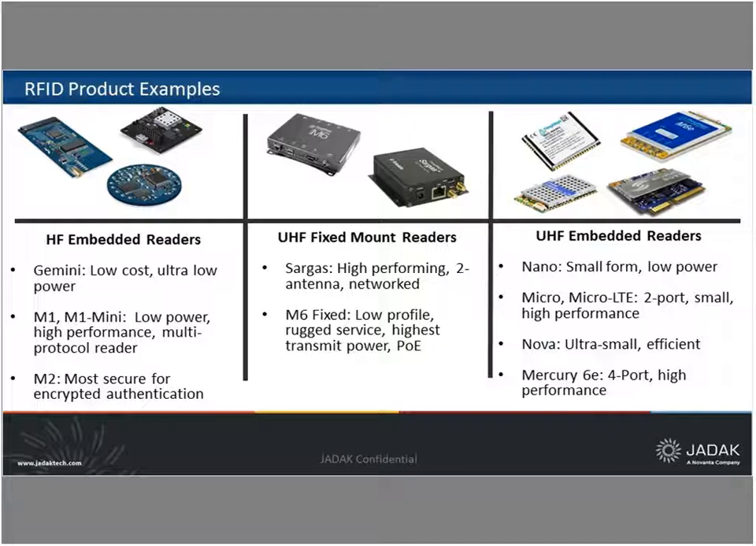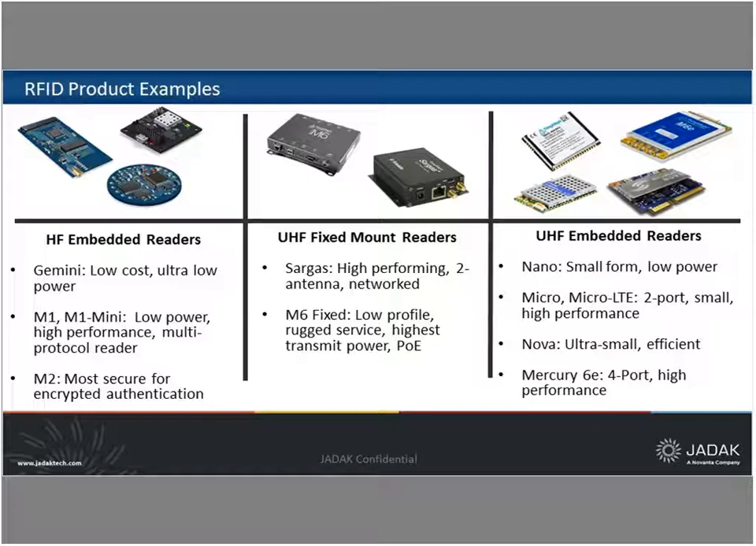So this slide shows some of the examples of the products that JADAK can provide. So in the first column here, you had the HF products. That's the M2 interrogator that I'm pointing to, which can do both a standard HF at 13.593 and the NFC standard, which is 14.443. The Gemini unit is specifically designed for NFC reading.